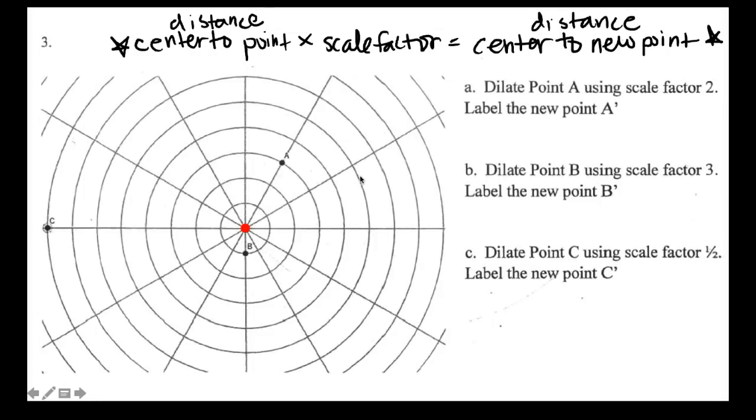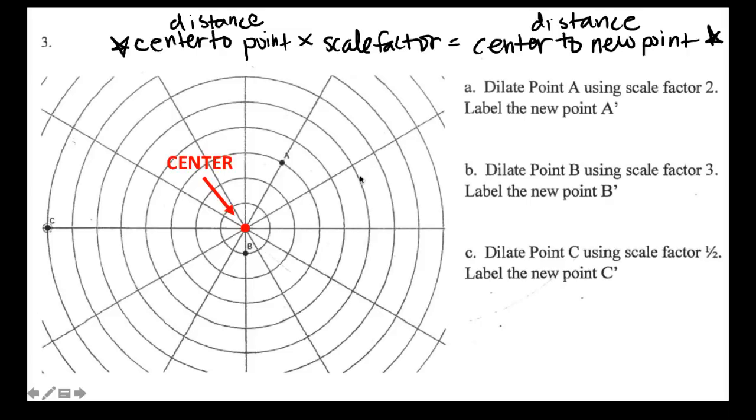Number 3. So for number 3, we're going to dilate some points on the circular grid. Okay, one thing, the center isn't given to you in this case because we assume that the center is right in the middle of that grid where you see the red point. Something to remember, one of the things we talked about when we looked at the circular grids was the distance from the center to the point times the scale factor is equal to the distance from the center to the new point. Okay, so remember that pattern while we're doing this.